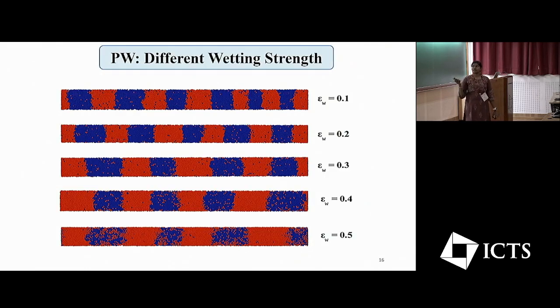So again we see the different final configurations for different wetting strength, and we can clearly see that the domain size is increasing corresponding to the higher values of interaction strength, and also more particles are interacting with the wall, and the domain boundaries are becoming distorted compared to the sharp domain boundaries, which we can see for the lower values of epsilon.